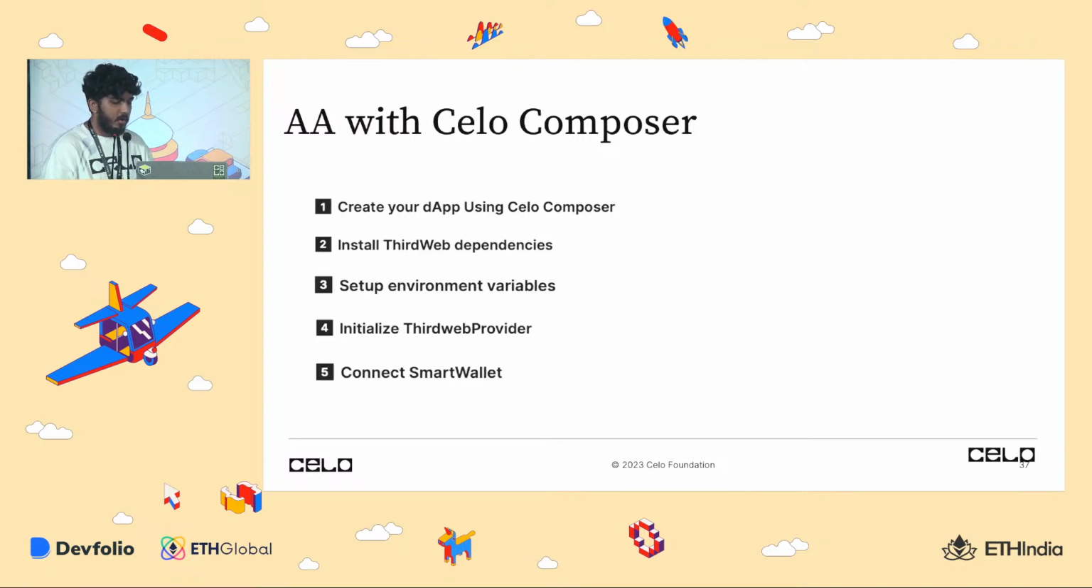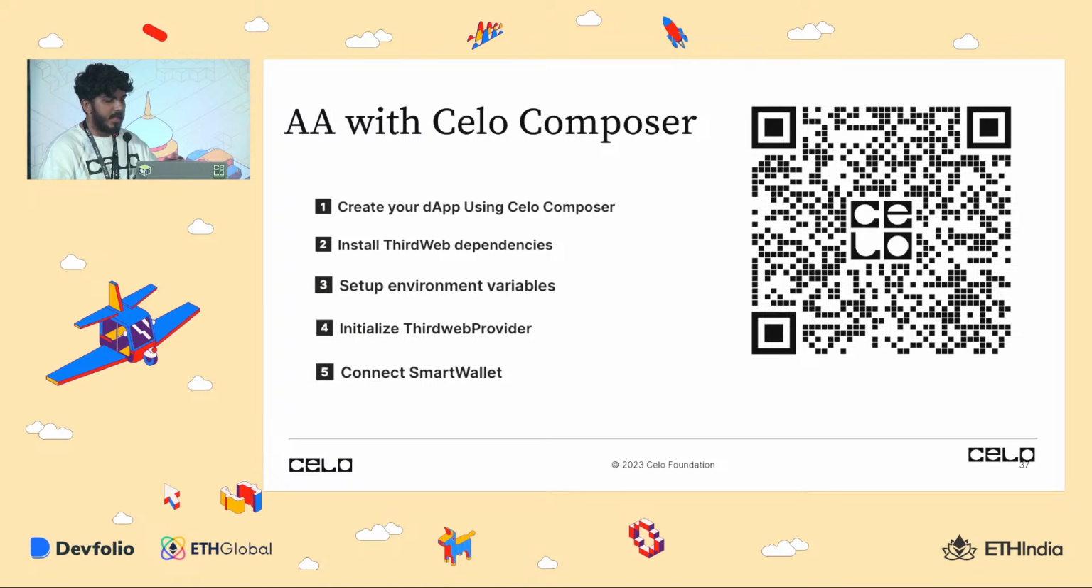And this is also a QR code again, where you can scan this. There are steps on how to build account abstraction dApps using Celo Composer. So you download and install Celo Composer, like you get the open source code, and what can you do next in order to build account abstraction dApps.